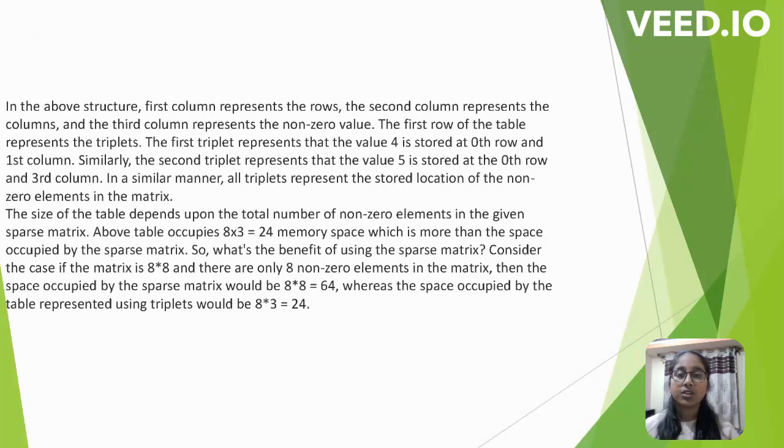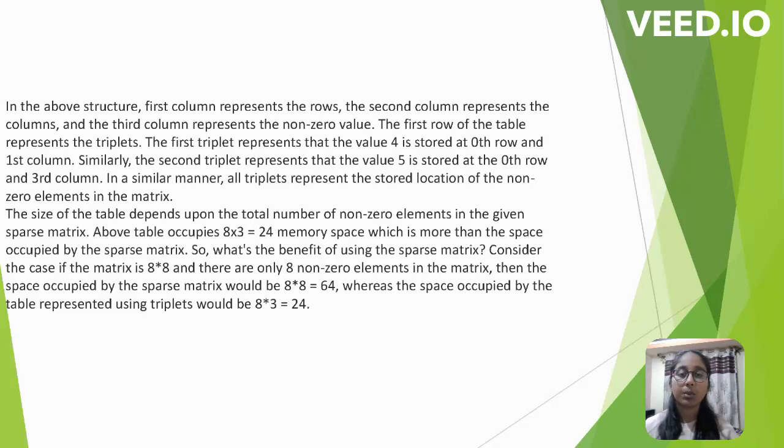In the above structure, the first column represents the rows, the second column represents the columns, and the third column represents the non-zero values. Each row of the table represents a triplet. The first triplet represents that the value 4 is stored at the zeroth row and the first column. Similarly, the second triplet represents that the value 5 is stored at the zeroth row and the third column, and in the similar manner, all triplets represent the stored locations of the non-zero elements in the matrix. The number of rows of the table depends upon the total number of non-zero elements in the given sparse matrix.